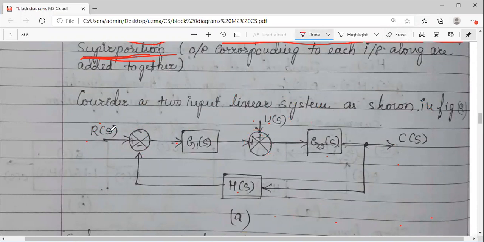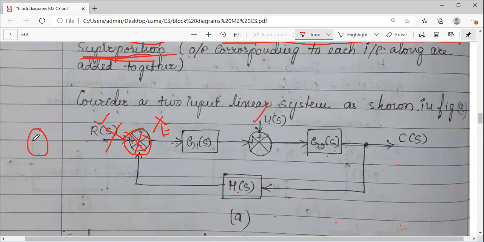Okay. If I don't consider this, there is no meaning in taking the addition and error signal, because the error will not come, the reference signal is not there. I am considering only this. So how does this system look? Let me draw it here.